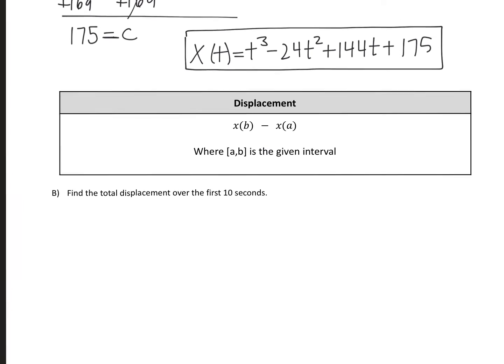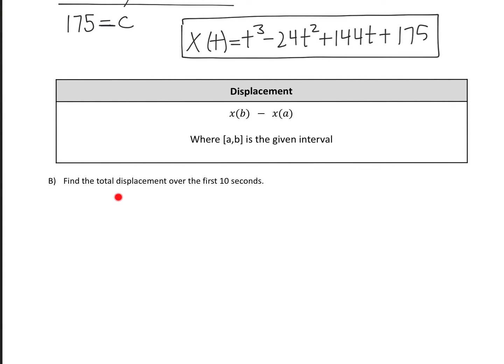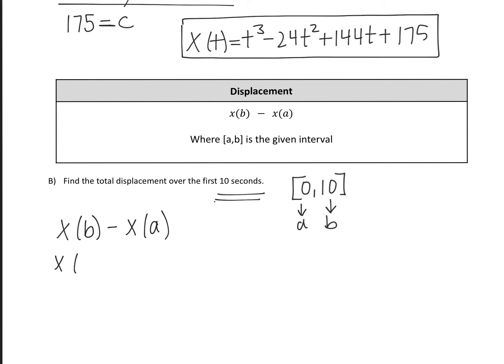Okay, so the question's now asking us to find the total displacement over the first 10 seconds. And if we remember, displacement is just when we plug in x of b minus x of a, where my interval is from a to b. So since I'm asking for the first 10 seconds, that just means I want the interval from 0 to 10. So 0 is going to be my a, and b is going to be 10. So if I want to find the displacement, all I simply have to do is x of b minus x of a, and we said b is 10 and a is 0.